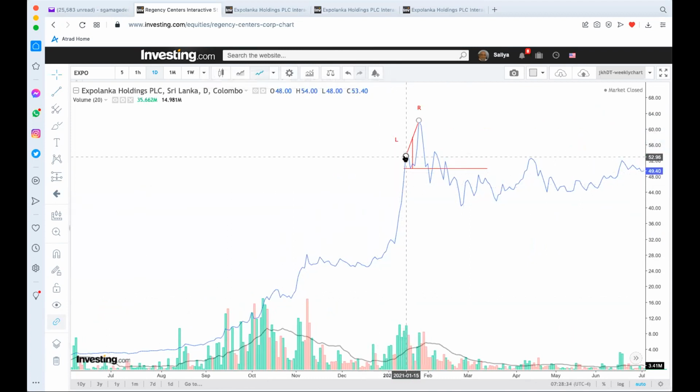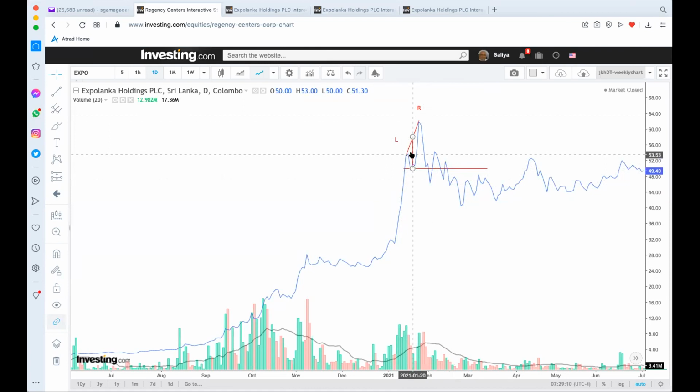Right? So first thing is we figure out the left side, then there is a pullback, makes a low, then we draw the confirmation line, then we wait for this reversal to take place, reversal into a rally, then again a pullback is happening. Then we have two tops here. So by using the two tops, you don't need to wait until all these things happen. You are prepared to project it, right?